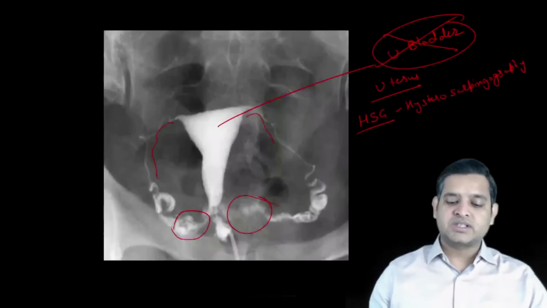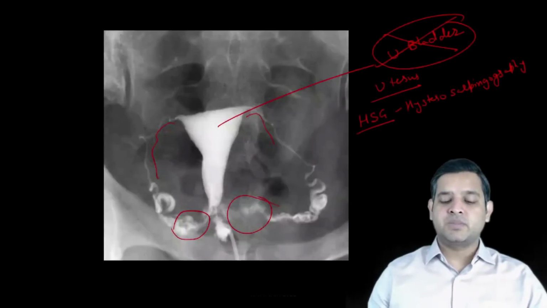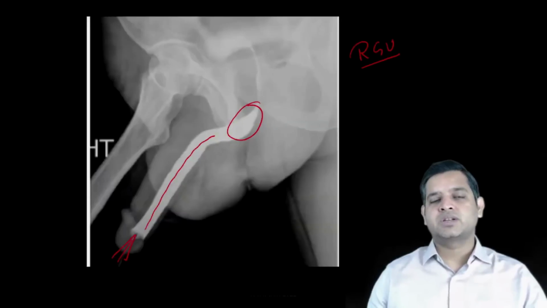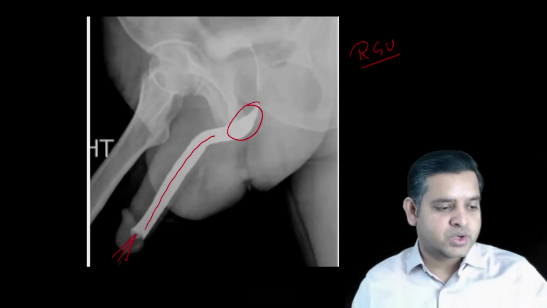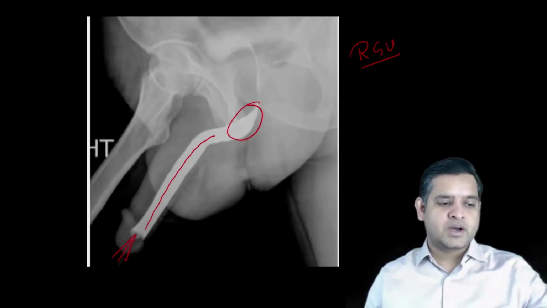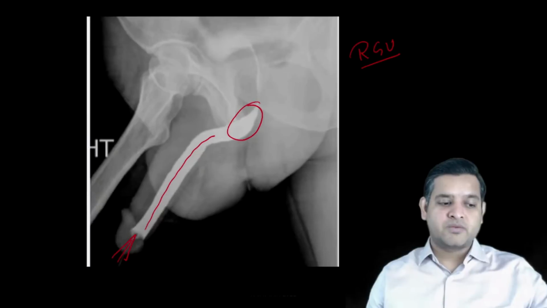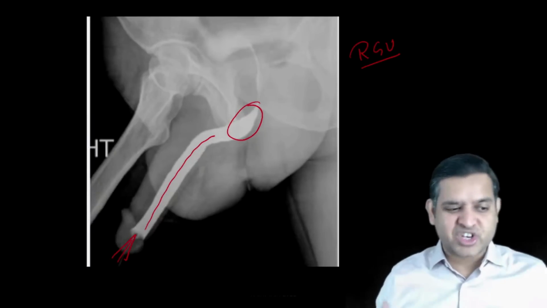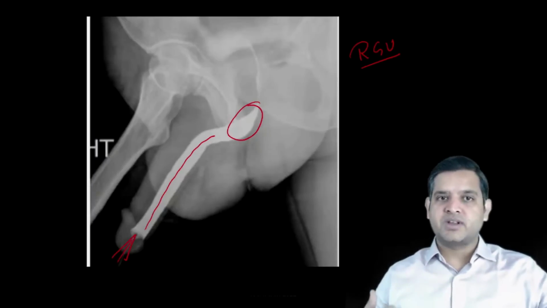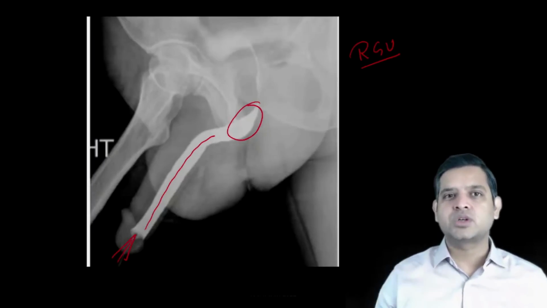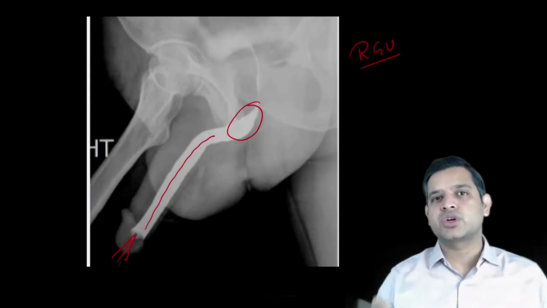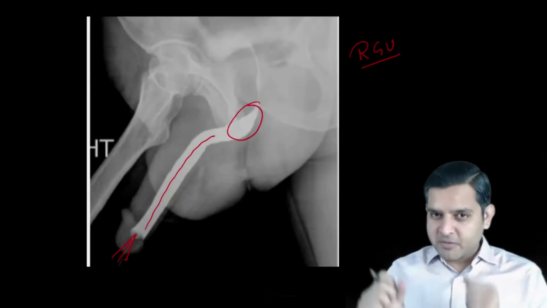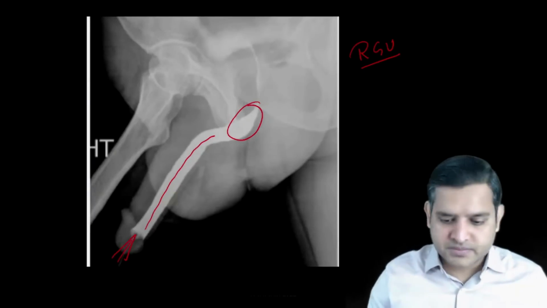So just see once again, this is an IVP, this is an HSG, MCU, and RGU, retrograde urethrography. I hope I am clear, and I hope I am not very, very fast. I am deliberately trying to be very slow, because I do not want any of you to get this question wrong in the paper. These are free marks in the exam, and everybody should grab these free marks.